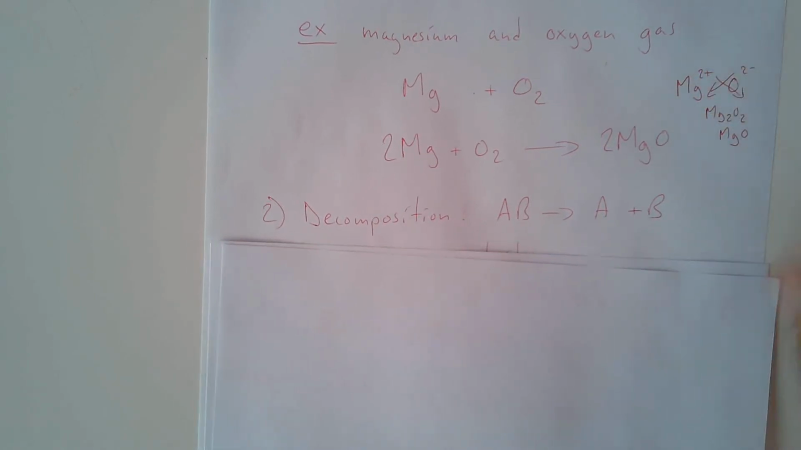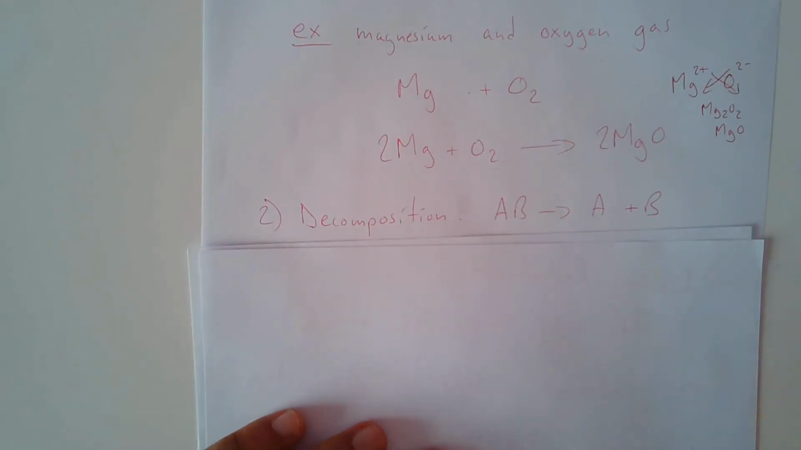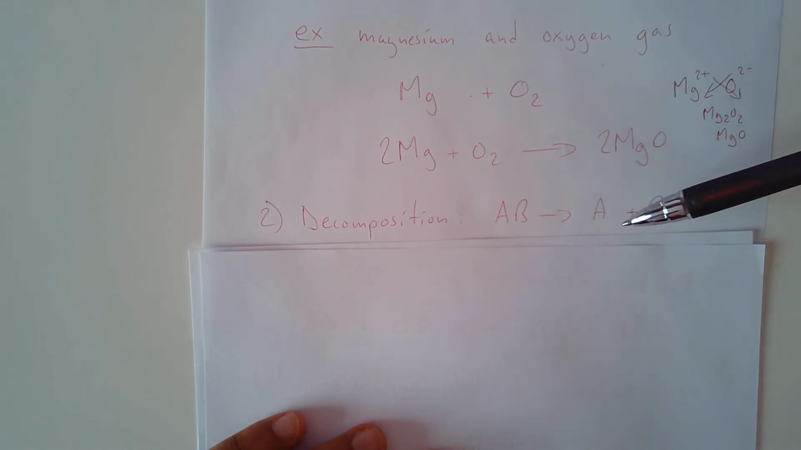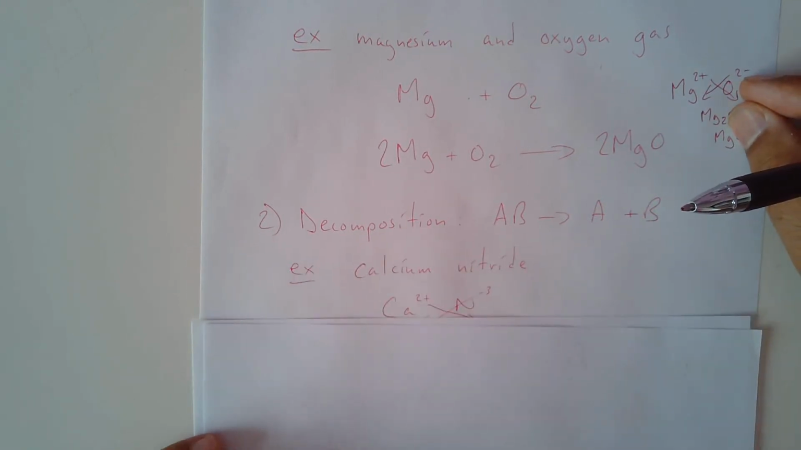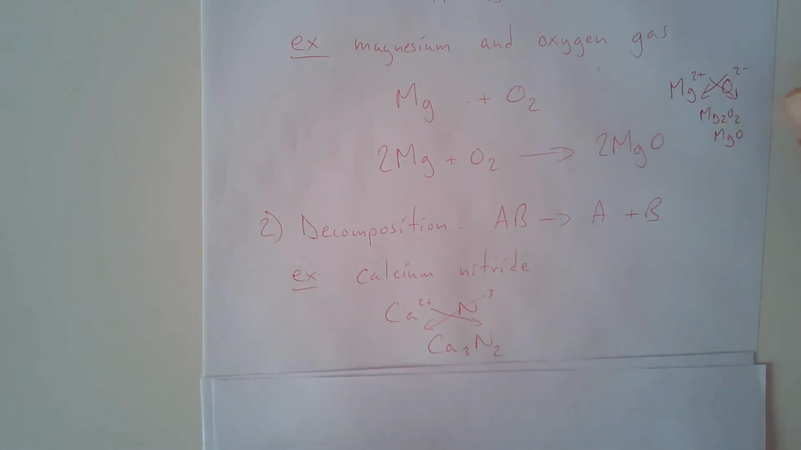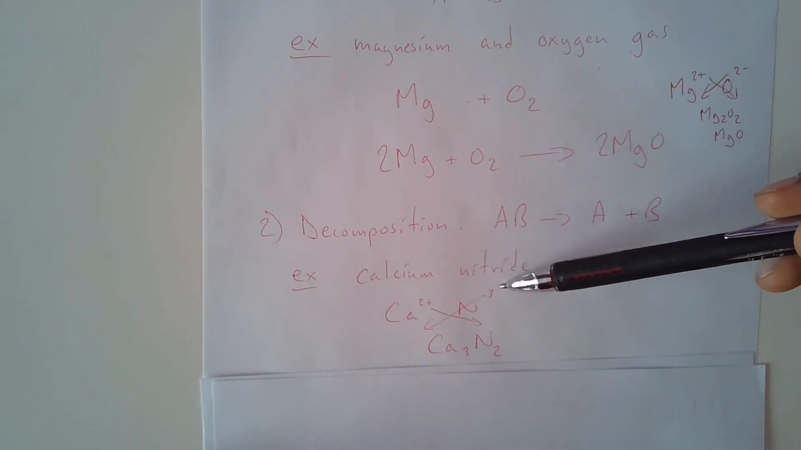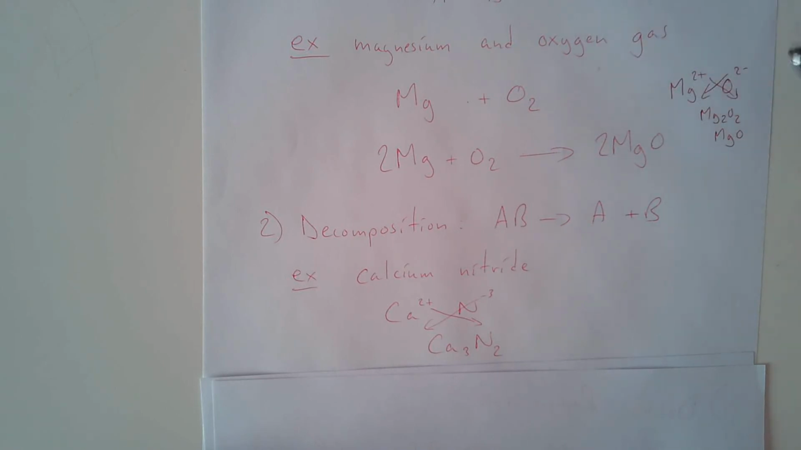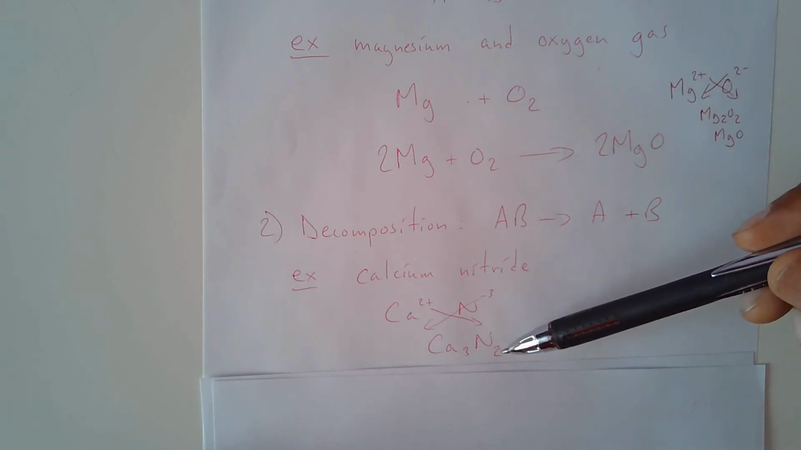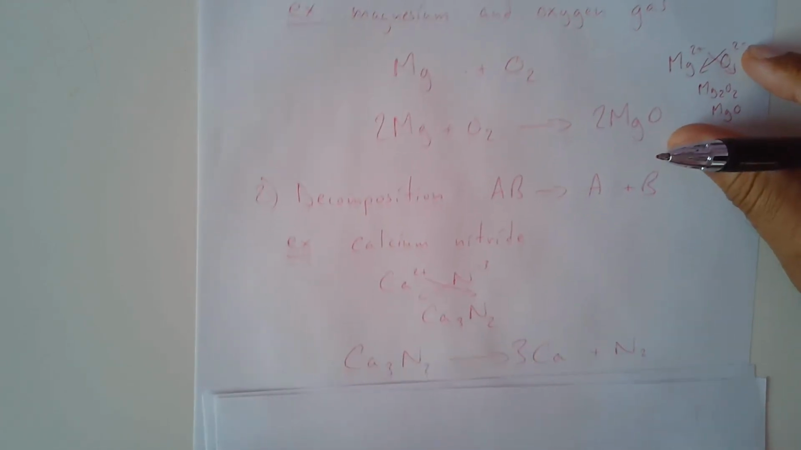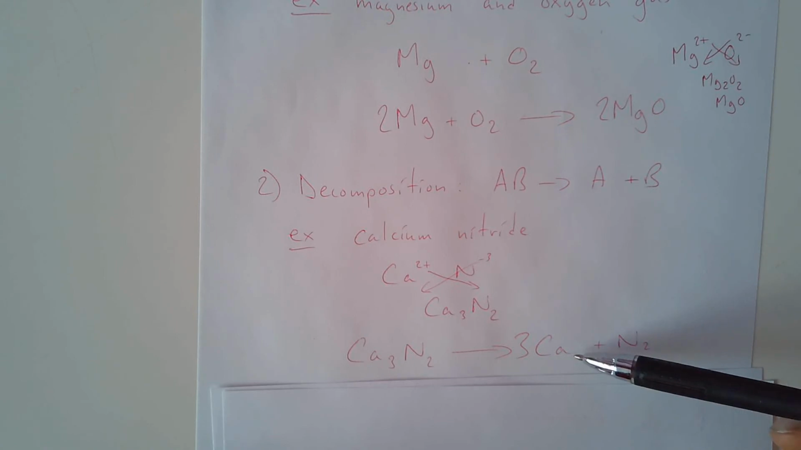Okay, decomposition is the opposite. So a decomposition reaction is where you have one thing by itself on the reactant side that's going to split apart. Okay, so here is calcium nitride. So again, if we're trying to figure out what that looks like, calcium is 2 plus, nitrogen is 3 minus, so you get Ca3N2. So now if this thing is by itself on the reactant side, it's got to split up into its component parts. And so again, calcium is just going to be by itself.